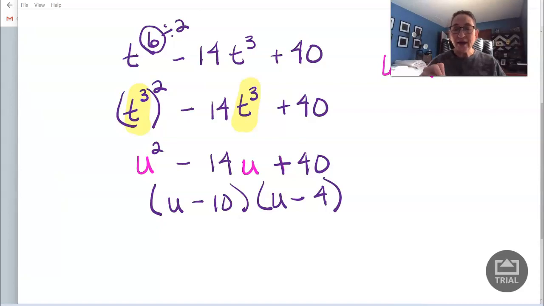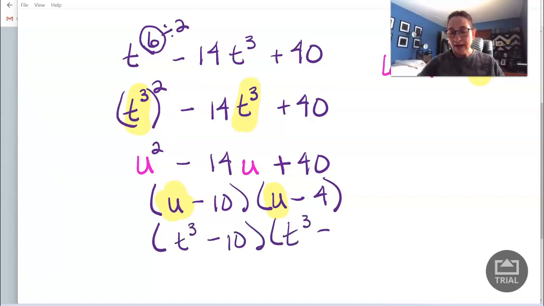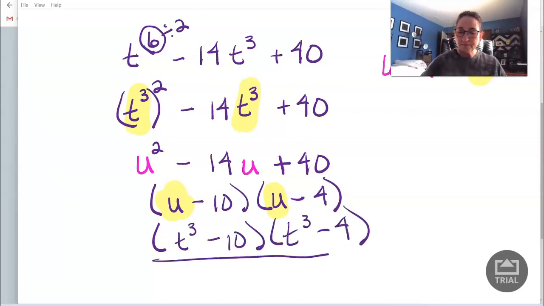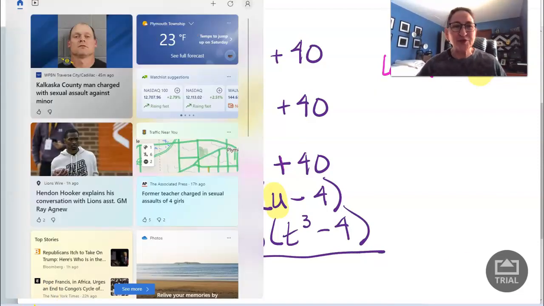Now I go ahead, I just substitute back for that u, that t cubed. And so that is going to give me t cubed minus 10, t cubed minus 4. Done. So hopefully this helps you with those last two problems.